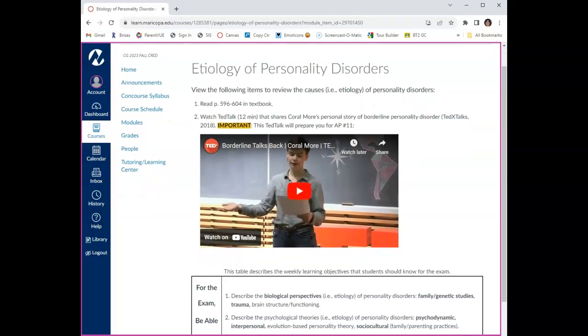The third section is etiology of personality disorders. Due to the inflexible and maladaptive nature of personality disorders, psychologists can use a variety of theories to explain etiology. From a biopsychosocial perspective, there are biological, psychological, and sociocultural theories to the development of personality disorders. Please read the designated pages in the textbook and watch the assigned videos.